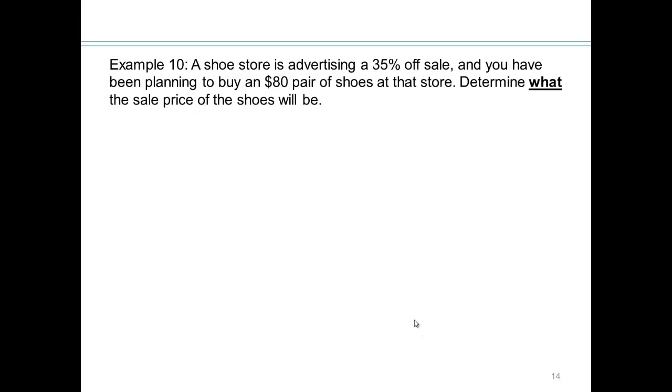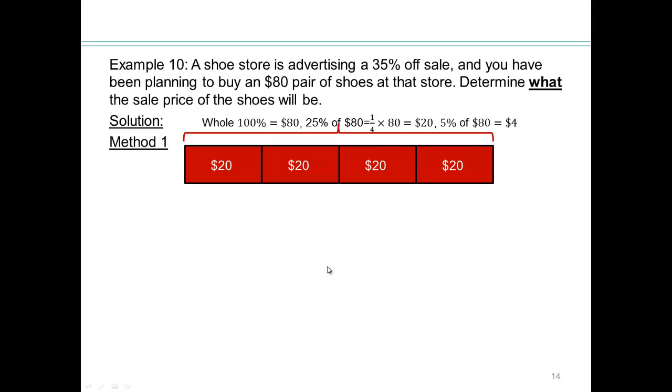So now let's take a look at a shoe store's advertising 35% sale, and you have been planning to buy $80 pair of shoes at that store. Determine what the sale price of the shoes will be. So let's take our $80 as 100% and break it. So a quarter would be $20 because 1, 2, 3, 4 quarters make 100. So a fourth of 80 would be 20, right?